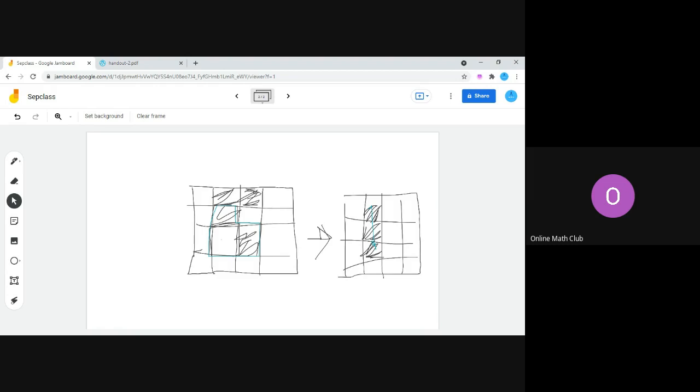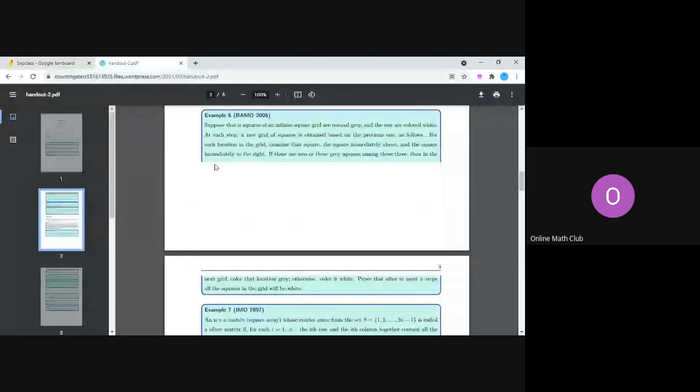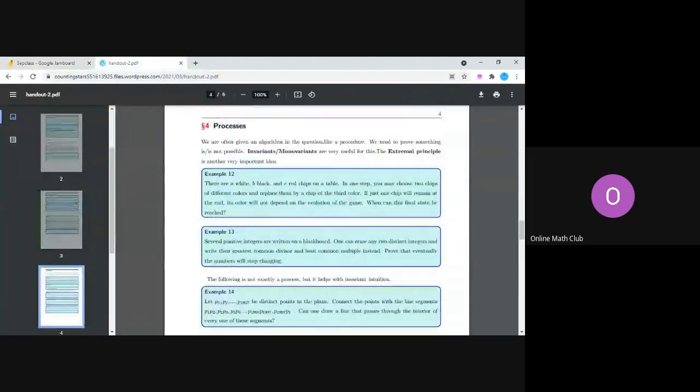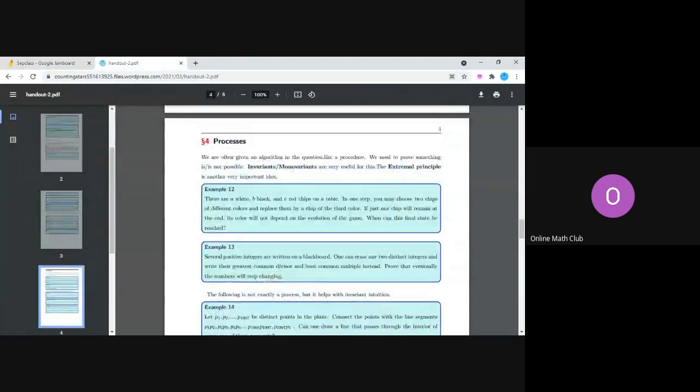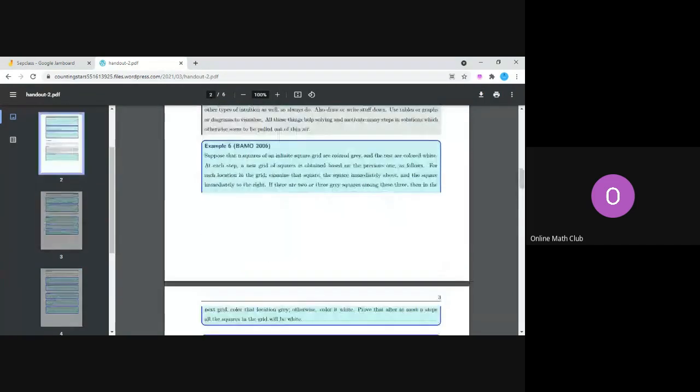They've given us an algorithm, something that's changing, and they've asked us to prove something about it. I took a session on these kinds of things a couple of months ago, but generally what we do is look for invariants or monovariants, and we try to look for the greatest something, the lowest something of sorts. We can try that here, but it looks like it's hard to find an invariant.